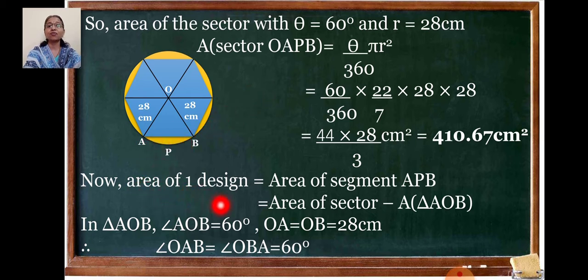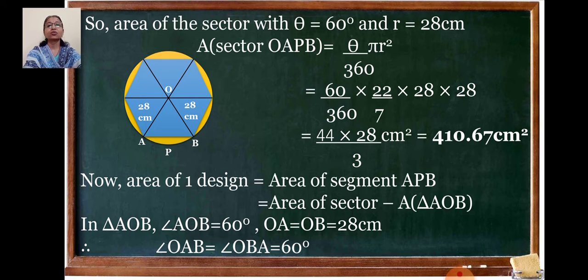Right. Now the area of one design is in this yellow portion, which is segment in shape. So the area of one design is nothing but the area of segment APB. To find this segment's area, we need to calculate the area of triangle OAB also. So we'll see what type of triangle OAB is.